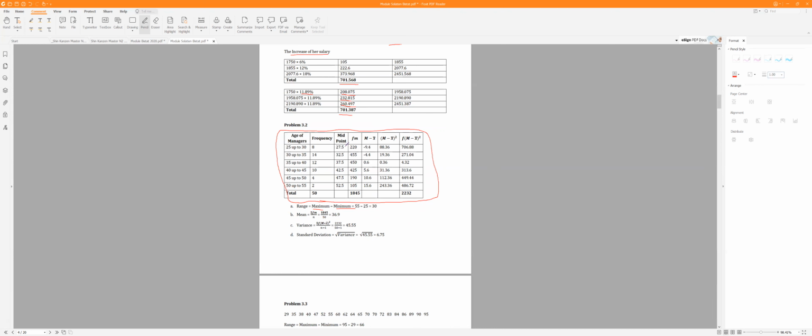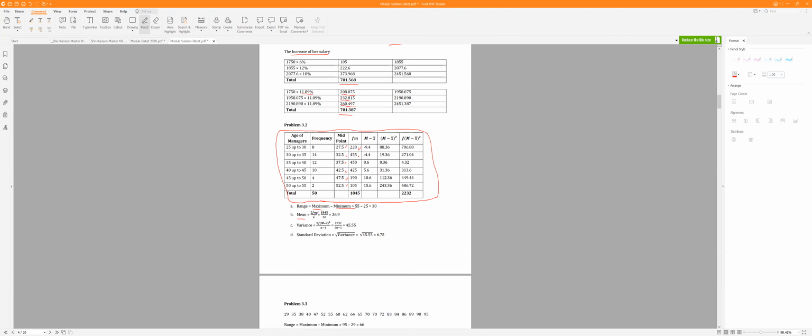Frequency is written, and first you have to find the midpoint, right here, because you can't work with group data before finding the midpoint. And then just find FM, which is multiplying frequency with midpoint. You find these sets of values, and then midpoint minus the mean. No, before you find that, you have to find the mean, of course, right?